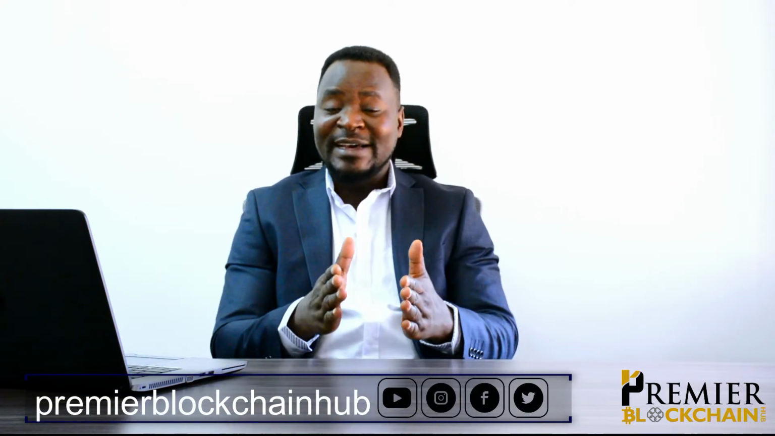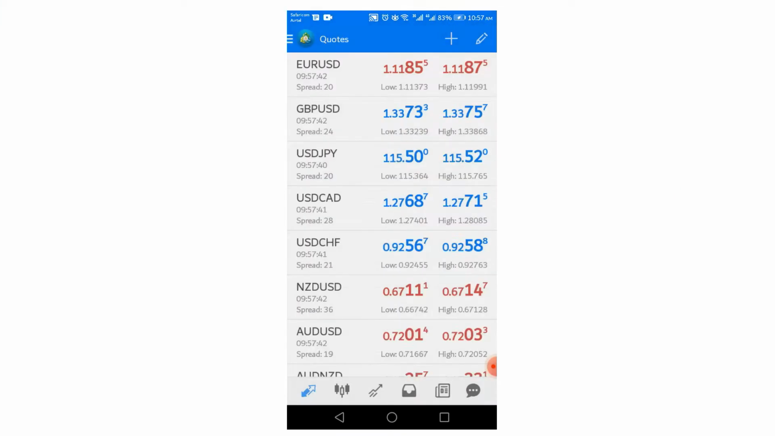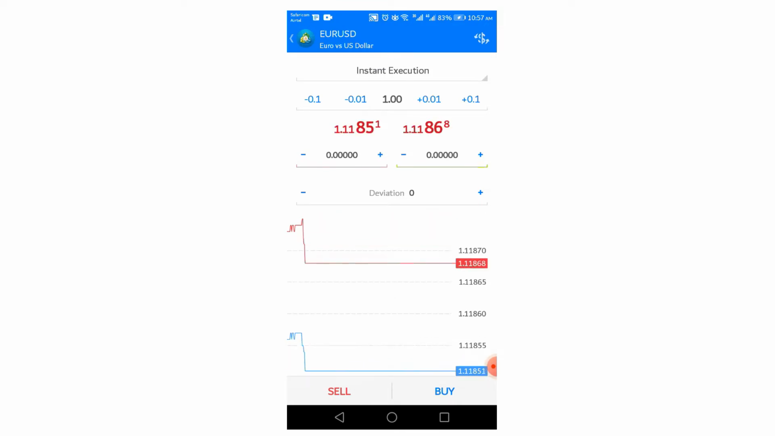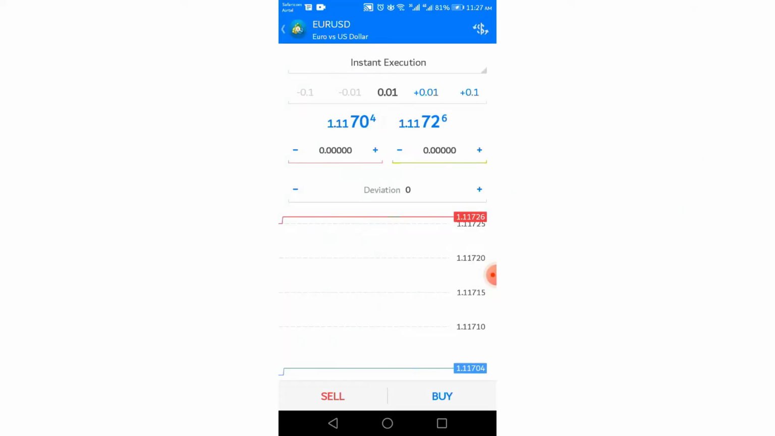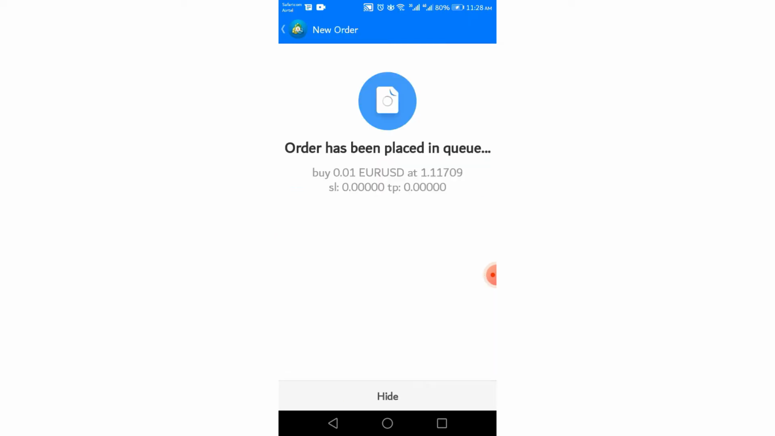If you want to pick a trade, for example, let's look at Euro USD. When you click on this Euro USD, it will redirect you to the window where you can now pick the buy or the sell. If you want to sell, maybe out of analysis that you've seen you want to sell, then you click sell. If you want to buy, you just click buy. When you do that, you've traded.